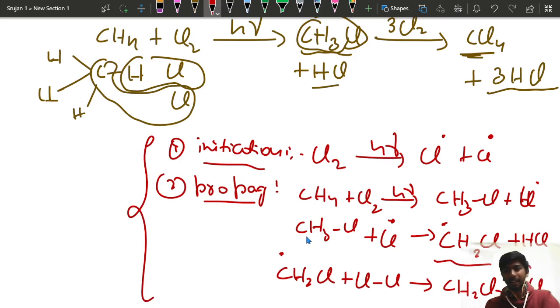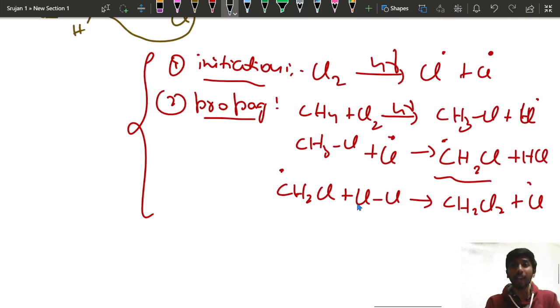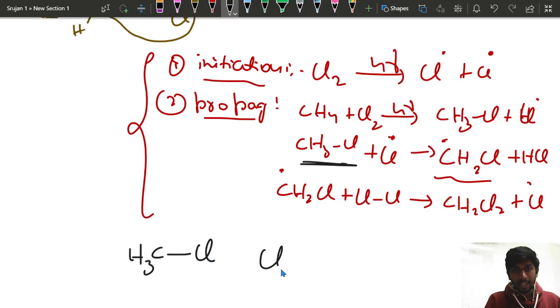All this is not required, I am just saying it to know how it happens. Simply, this same mechanism happens everywhere. So this is a Cl and this is a Cl radical. There are two lone pairs and two bond pairs here. This will take one and this will take one. So now you are getting the CH3 radical plus Cl radical and Cl radical.